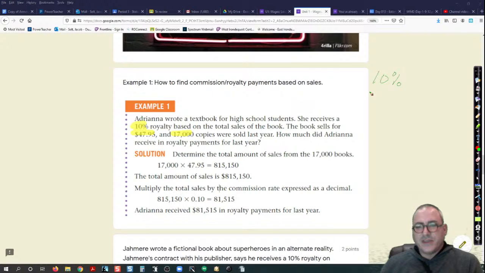Multiply these two things together, and we get $81,515. So Adriana receives $81,515 in royalty payments for last year for writing this book. All right? Feeling good about that? I'm going to erase the screen right now. Boop. When I give you that warning that I'm going to erase the screen, that's your chance to pause it.